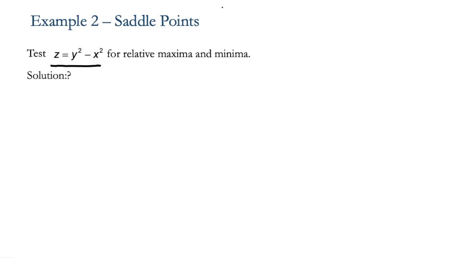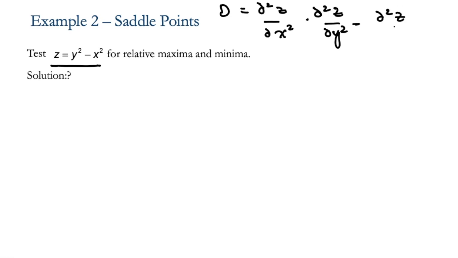We know that if I rewrite again the formula for D, it is the second derivative of z with respect to x multiplied by the second derivative of z with respect to y, minus the mixed partial derivative of z with respect to x and also y. And the whole thing here, you square it. Okay, that's the formula.